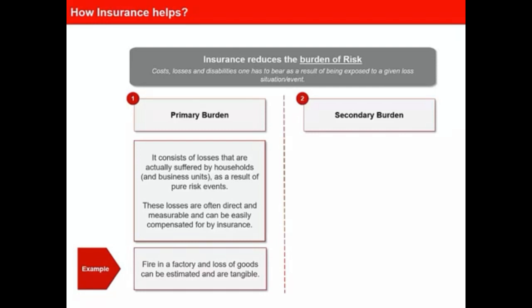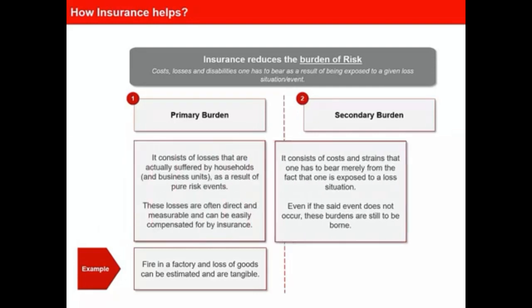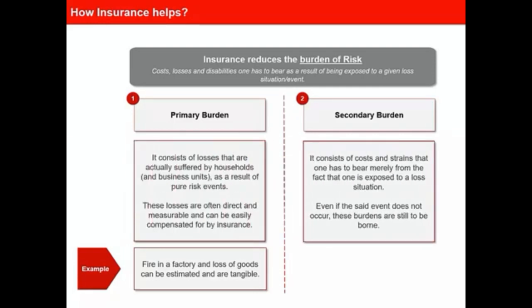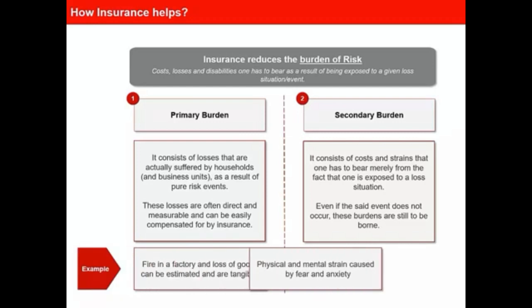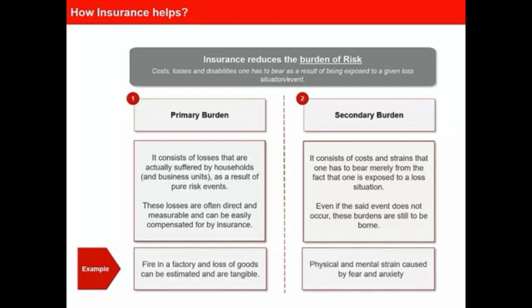These losses can be estimated and are tangible. Secondary burden consists of costs and strains that one has to bear merely from the fact that one is exposed to a loss situation. Even if the said event does not occur, these burdens are still to be borne. For example, physical and mental strain caused by fear and anxiety.